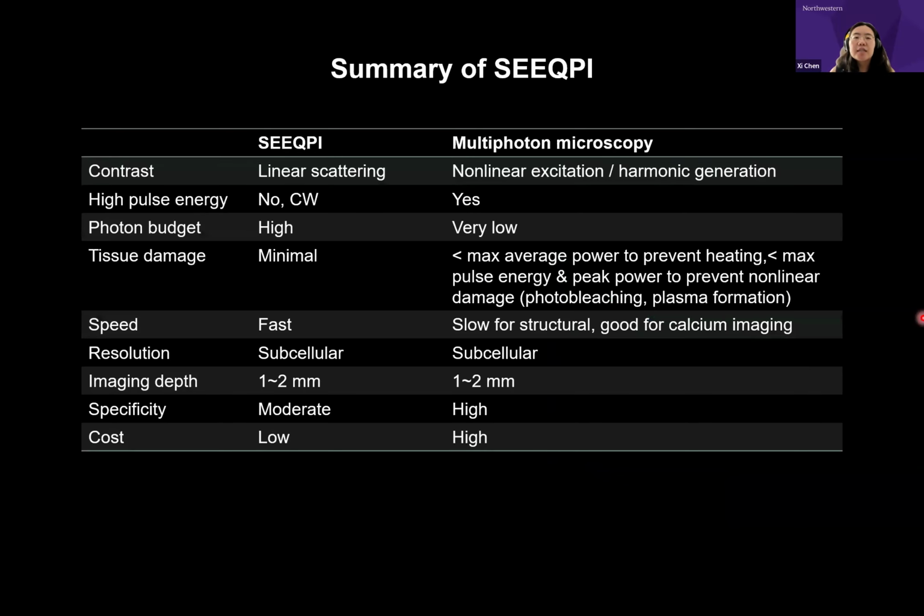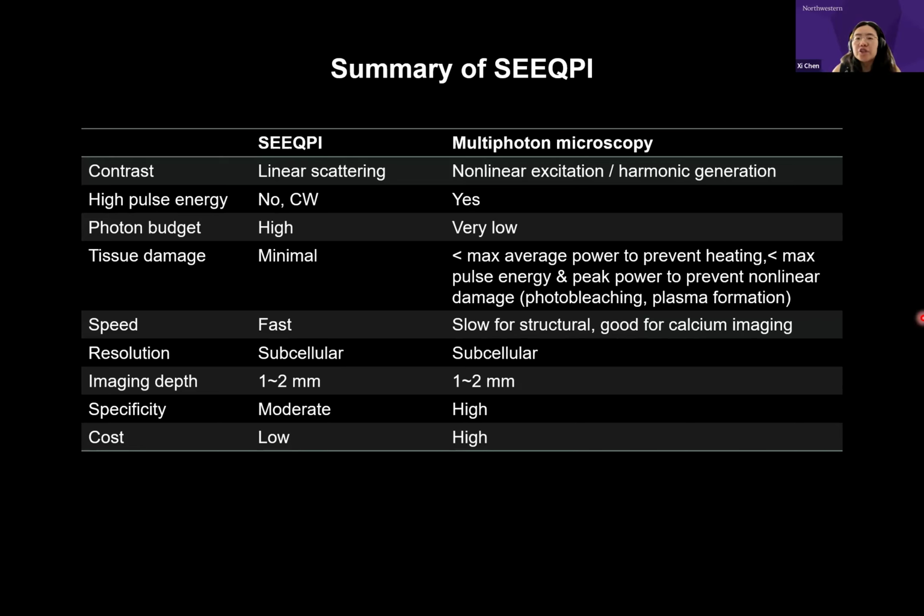So in summary, the CQPI is based on linear scattering, and multiphoton microscopy is based on nonlinear excitation or harmonic generation. Because of linear scattering, CQPI does not require a femtosecond laser. You can just use a CW, very cheap laser, to do this task. And because it's linear scattering, the photon budget in CQPI is very high. For multiphoton microscopy, the photon budget is always very low. It's photon starved. And for tissue damage, because we are based on linear scattering, we have a bunch of photons coming back, so the tissue damage is minimal.